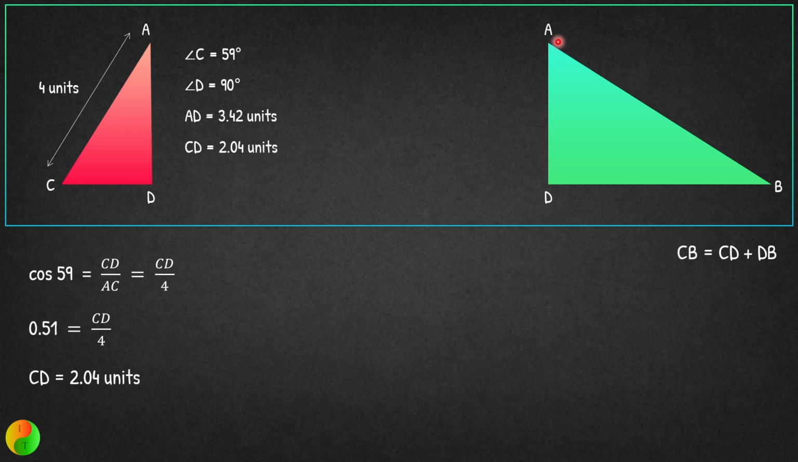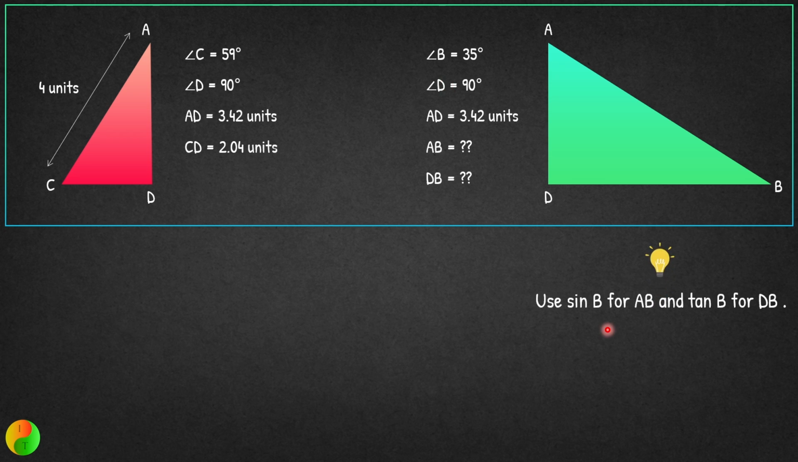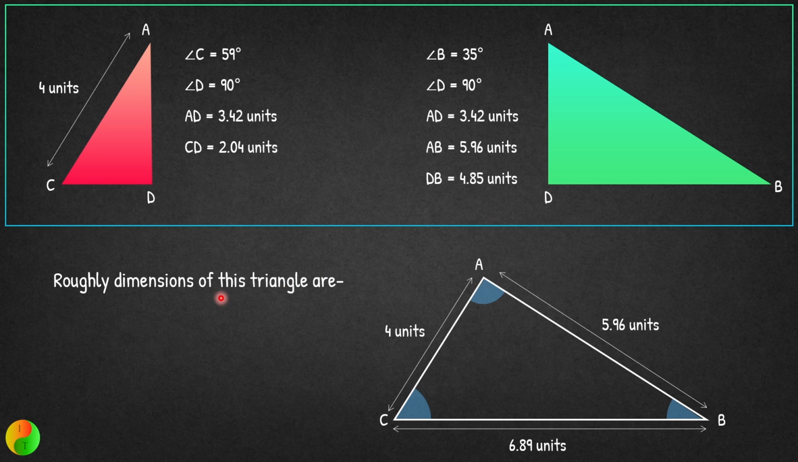Now let's look at triangle ABD. Angle B is equal to 35 degrees, angle D is equal to 90 degrees, and side AD is equal to 3.42 units. The only sides remaining are AB and DB. Here is a small hint for you. Use sin B for side AB and tan B to evaluate side DB. So the values of AB and DB are approximately 5.96 and 4.85 units respectively. So roughly the dimensions of this triangle are 4 units, 5.96 units and 6.89 units.